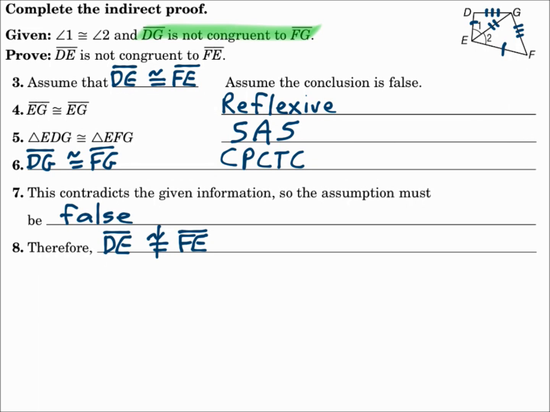So whenever you do an indirect proof, assume the opposite of the conclusion. Show how that's impossible, and if the opposite is impossible, then the original must be true. When you assume the opposite, it will eventually contradict, either with the given information or with some other mathematical rule. Once you reach that contradiction, you know the assumption is false. And if the opposite is false, then the original statement must be true.